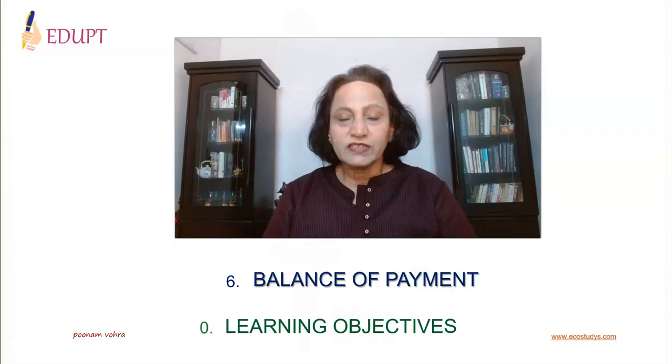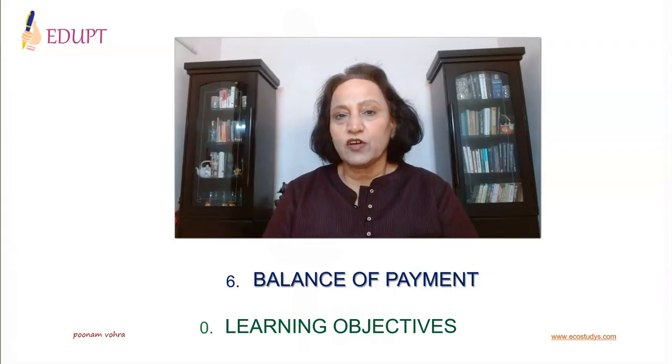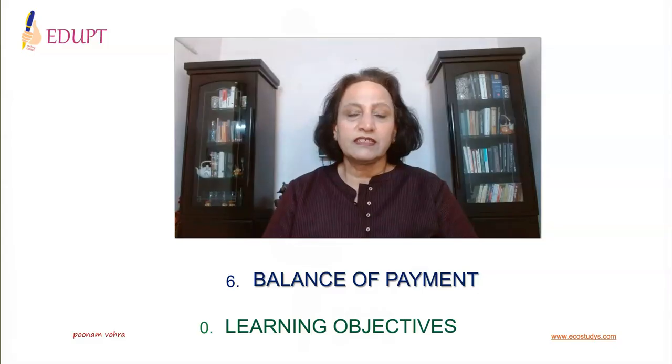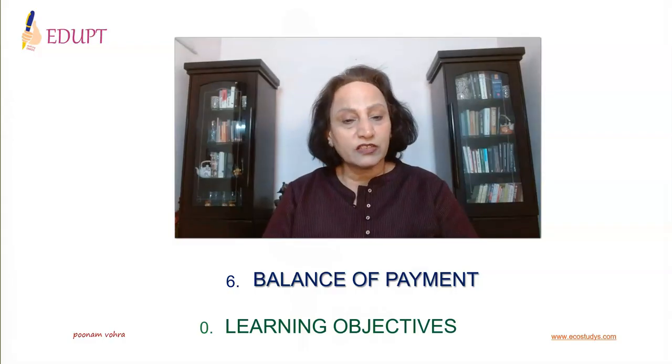From now onwards, the focus will be on the last unit of macroeconomics, that is balance of payments. So in this session, let's understand what it is all about and what we expect the learners to learn in this unit. Balance of payment is a record of all funds going in and out of the country.